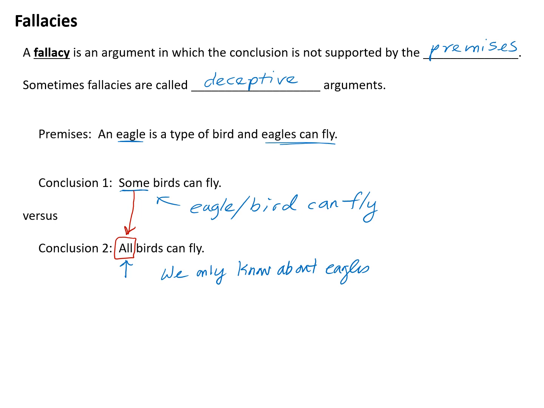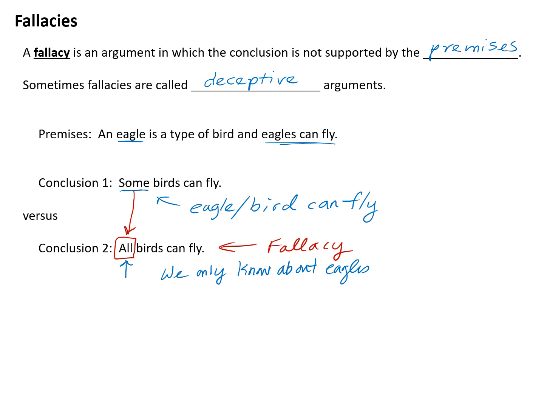And that's what we have to go on with an argument, is we have to use the premises as proof to draw the conclusion. And we don't have enough proof to draw the conclusion about all birds, only about some birds, specifically eagles. So we can't say all birds can fly. So this would be what we would consider a fallacy if we had this as our conclusion, because the conclusion is not backed up or well supported by the premises.